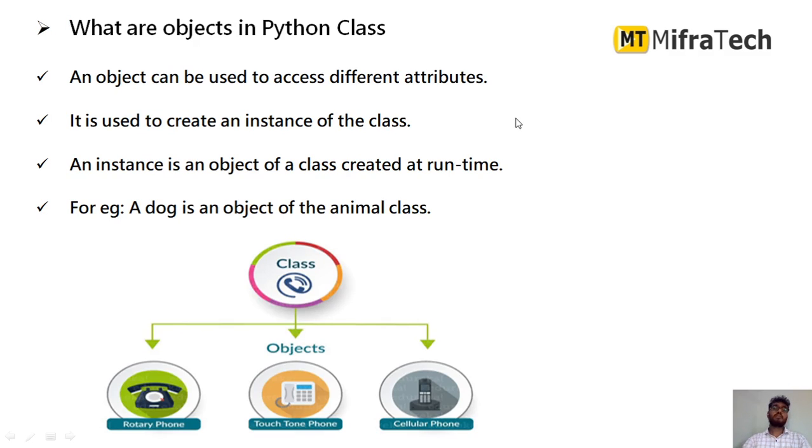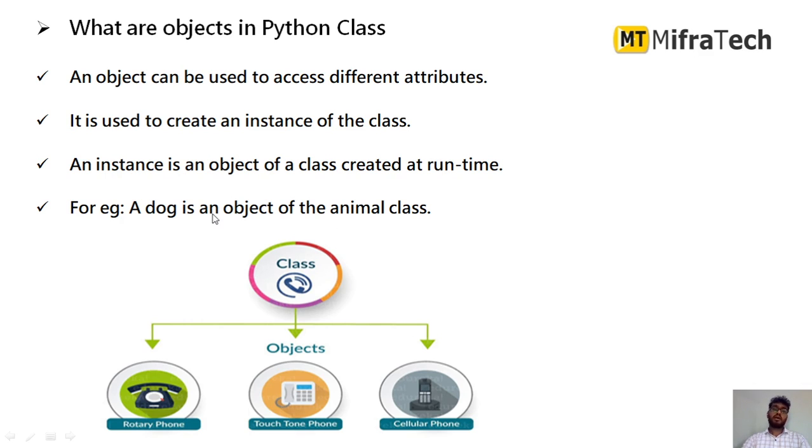So what are the objects in a Python class? I have discussed a class. As I told, an object can be used to access the different attributes of a class. Creating an instance of a class is nothing but what is called an object.